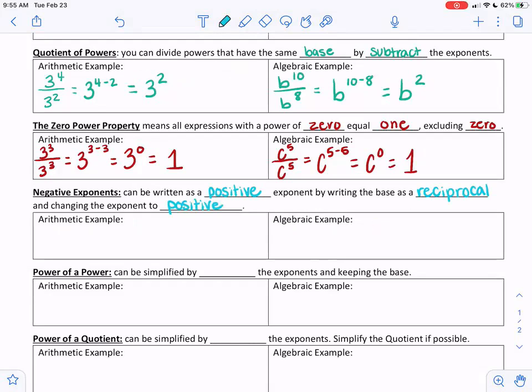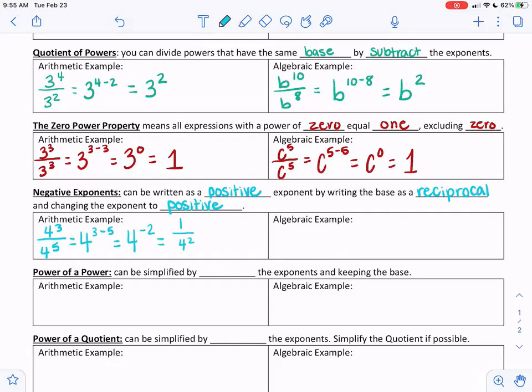So for instance, let's do our arithmetic example. If I have 4 to the third power divided by 4 to the fifth power, I would say 4 to the third minus the fifth, which gives me 4 to the negative second power, since 3 take away 5 is negative 2. The way I'm going to rewrite this is I'm going to make the 4 into a reciprocal. I'm going to flip the fraction and make it into 1 over 4. And then I'm going to rewrite the exponent as positive. So it would be 1 over 4 to the second.